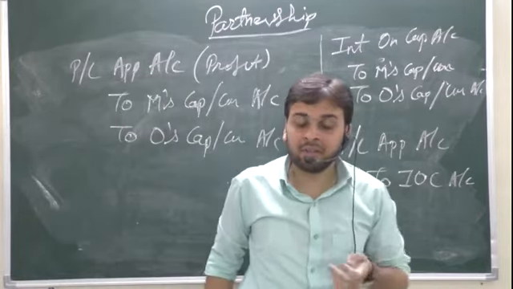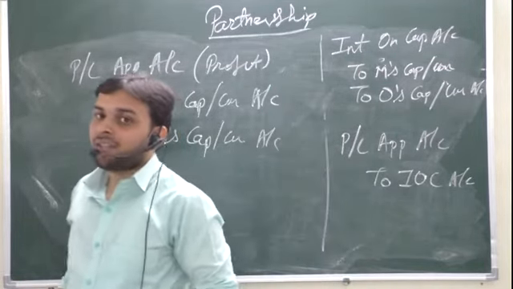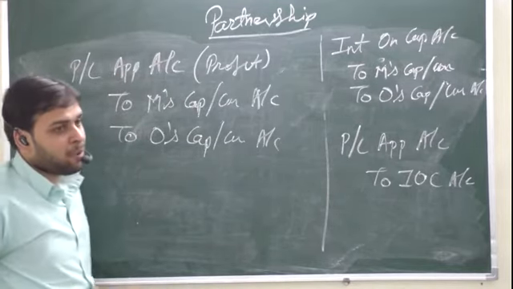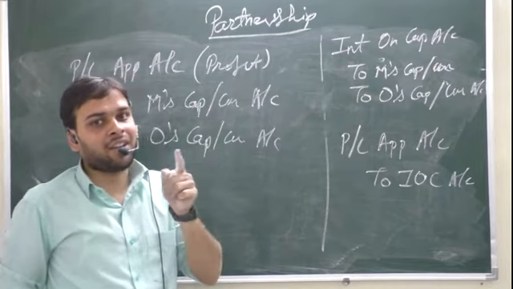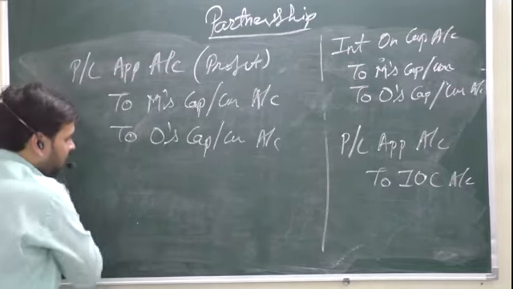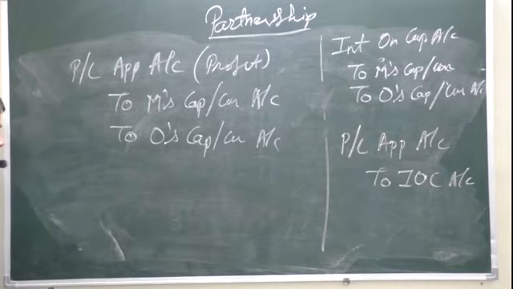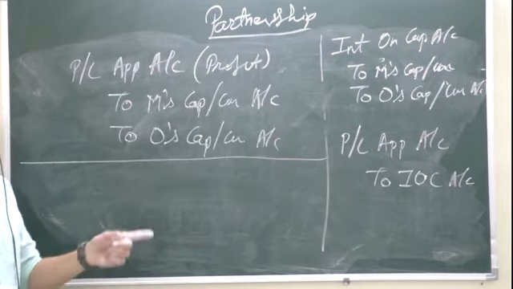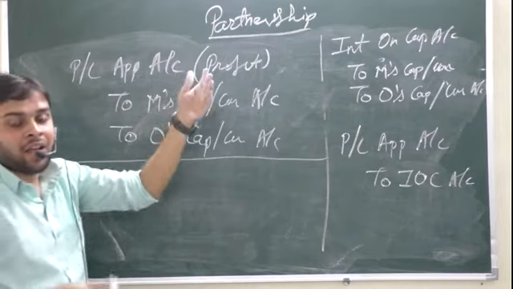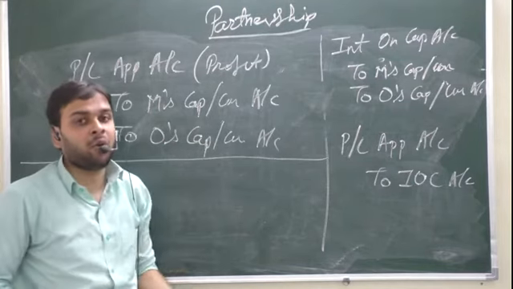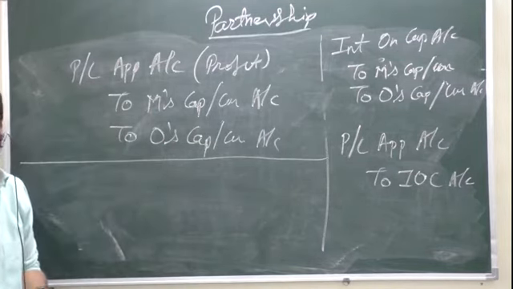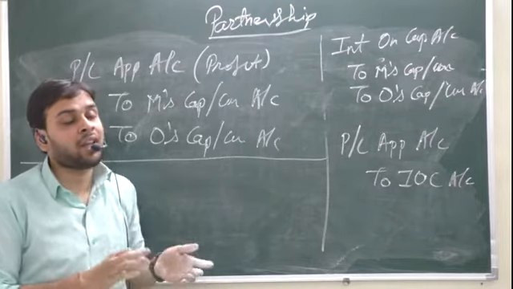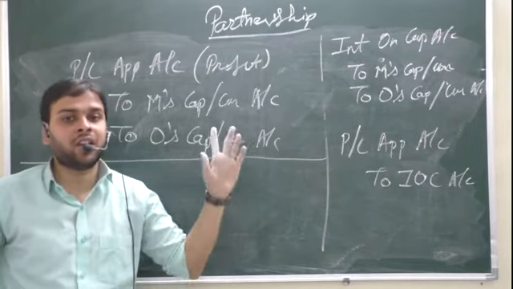Now the question arises, what will be the journal entry in case of loss? As I have told you earlier, P&L appropriation account is created only when there is a profit. So what happens in case of loss? In case of loss, P&L appropriation account is not prepared, so the loss remains in the P&L account, and directly from the P&L account the loss will be transferred to the partners' accounts. Transfer means debited in each partner's account in their profit sharing or loss sharing ratio.